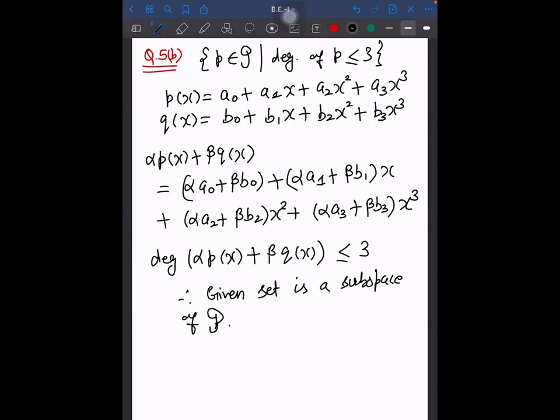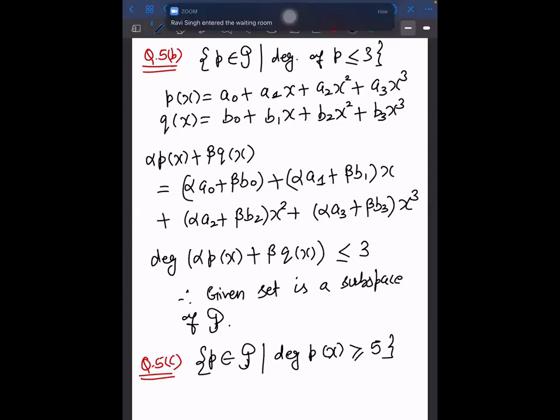Now I change the question a bit. So I write it as P belongs to the P, degree of Px is greater than or equal to 5. Now, will this be a subspace? No, sir.